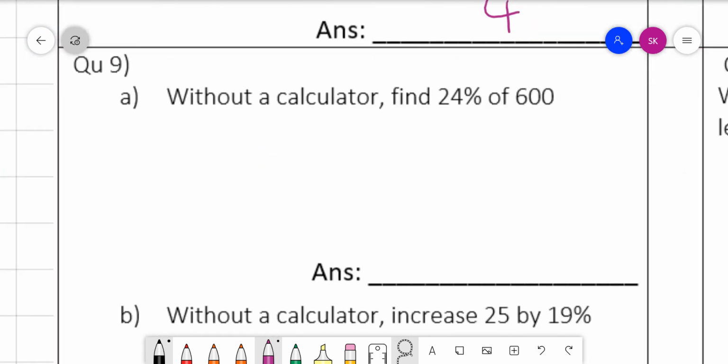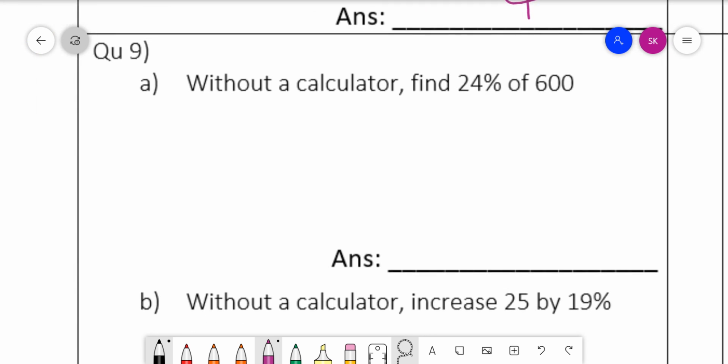Question 9a. Without a calculator, find 24% of 600. Well, in this situation, it would not be very good to find 10% and 10% and 1% and 1% because it would take really long. This percentage is awkward. So instead, I'm doing original times multiplier equals final.